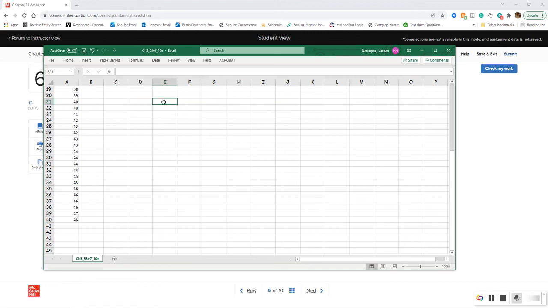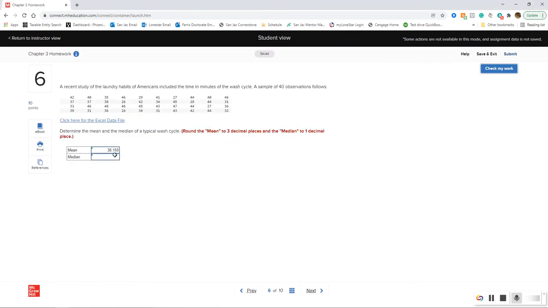So, we'll go equals, in parentheses, these two added together. Again, close parentheses, and then divide by 2. So our number will be 39.5.